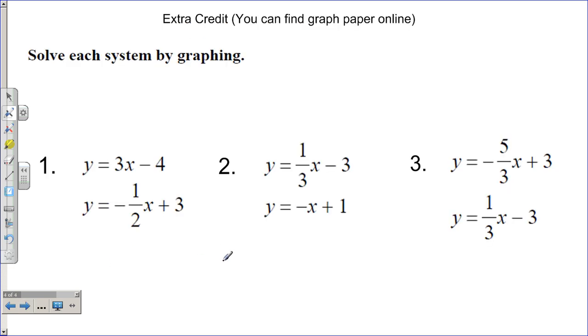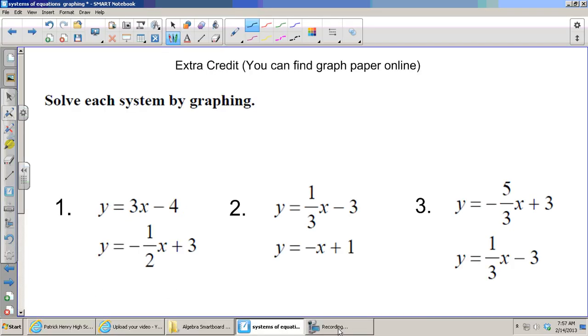So here's your extra credit. You can pause the video and write these down. You can find graph paper online. Do these 3 problems, plot your lines, be neat. Don't hand draw the lines, use a straight edge. Draw these lines, turn it into Mr. Riddle, get your extra credit.